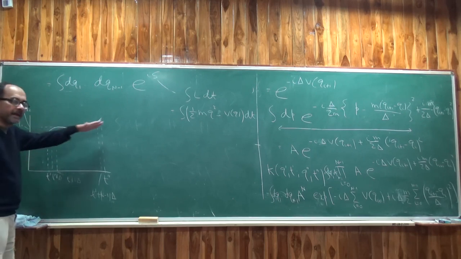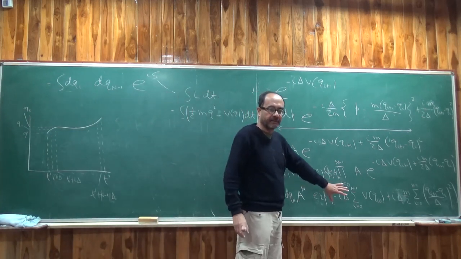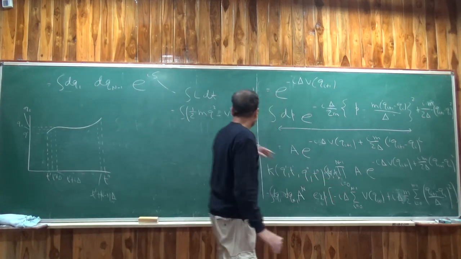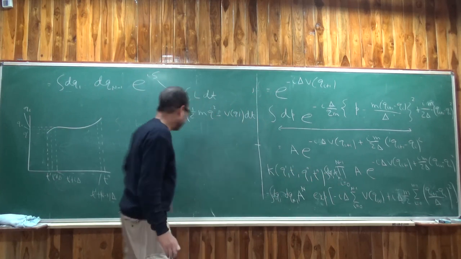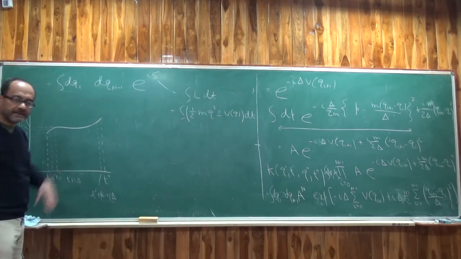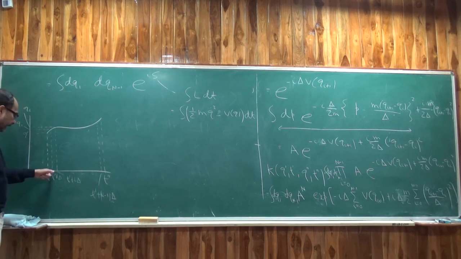Take a path, an arbitrary path. So forget about this expression over here altogether. I'll try to make the connection with this one later. But right now, let's see how we can represent the action. So take an arbitrary path like this. Divide this time interval into intervals of size delta. And for every delta, whatever the value of q you have for that path, you call this q1, q2, etc.